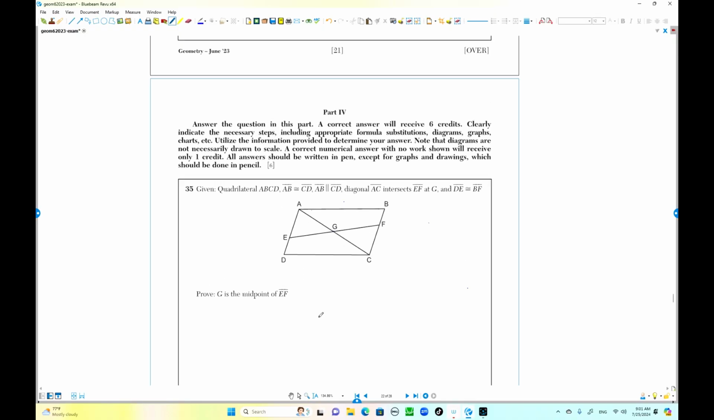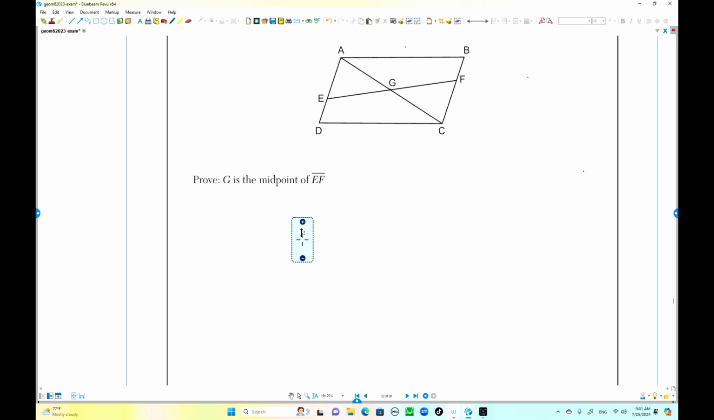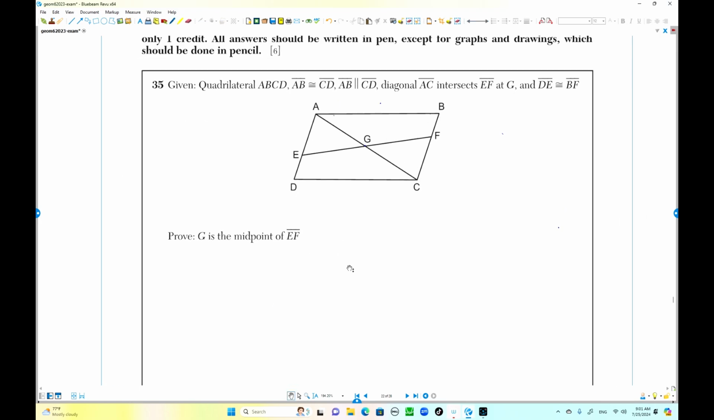Everyone, this is 2003 June Regents Geometry. Today we're going to finish part 4. That's the last question, number 35. I'm going to make it bigger. That's better.